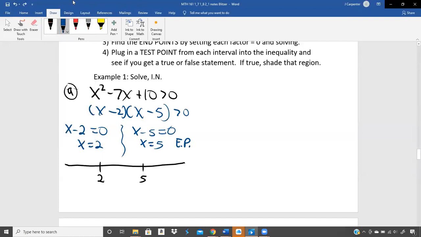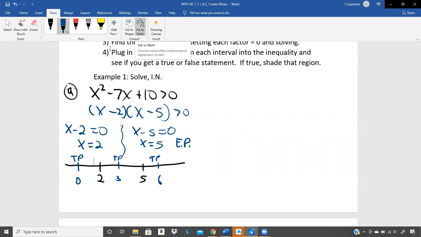We need a number to the left of the 2. I like to use 0 whenever I can plug it in, and I even like to label my test point, so I'm going to plug in a 0. Between 2 and 5, I like whole numbers, either 3 or 4. I usually pick the smaller one, so 3. And to the right of 5, I could use 7. I could use a million. I could use 9.7. I could use 5.0001. But I like to use the smallest whole number possible. That's just my preference, so I use 6. Go with whatever you like.